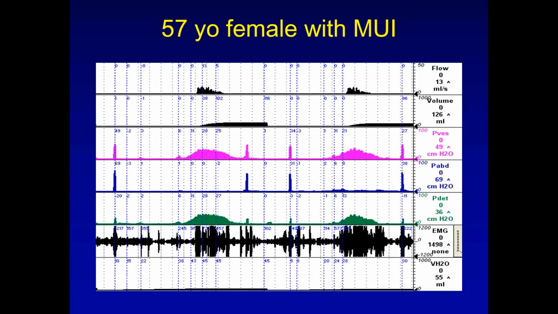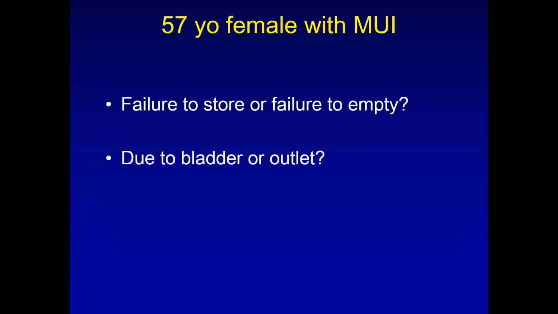She has low flow, partially because she's probably trying to hold it, which would explain why her pressures are high, and partially because she has such low fluid volumes as well. This is a failure to store or a failure to empty, and is it a bladder problem or an outlet problem?